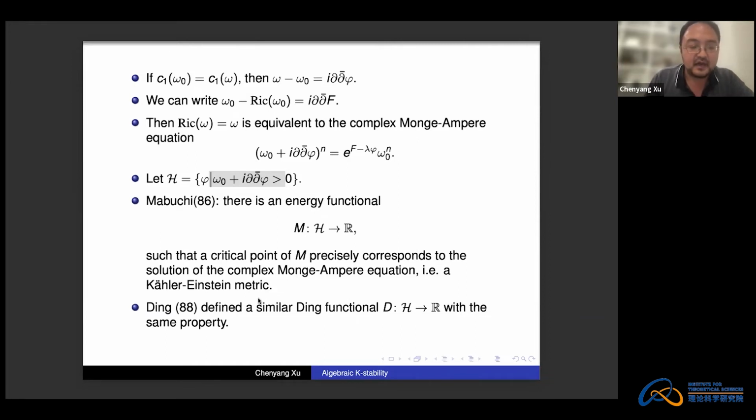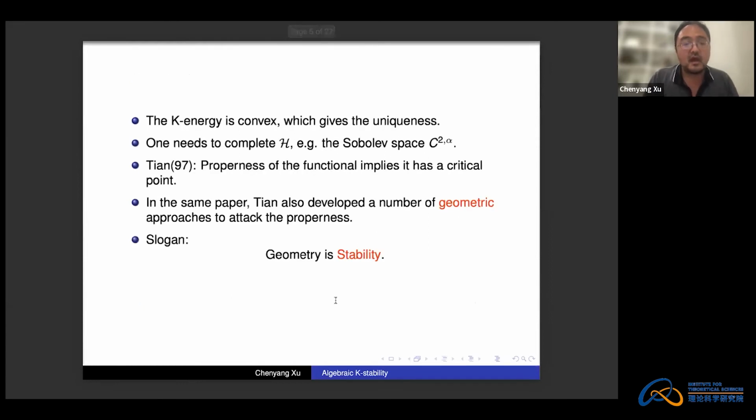And later Ding wrote down a similar functional, I think nowadays it's called the Ding functional, which has the same property, that a Kähler-Einstein metric exists if and only if this Ding functional has a critical point. So there are some basic properties we know about this energy. For instance, it's convex along geodesics. So this basically gives the uniqueness.